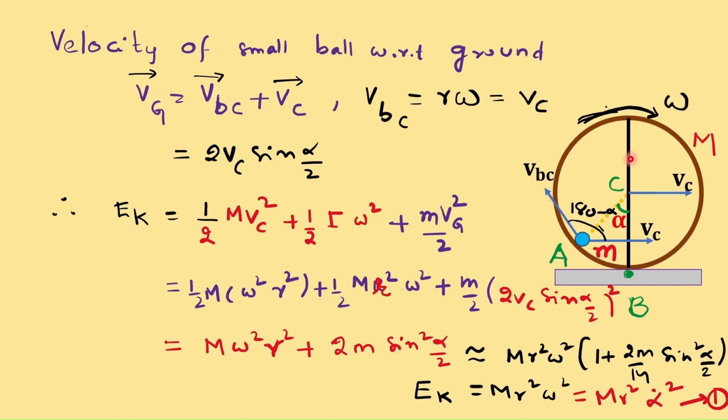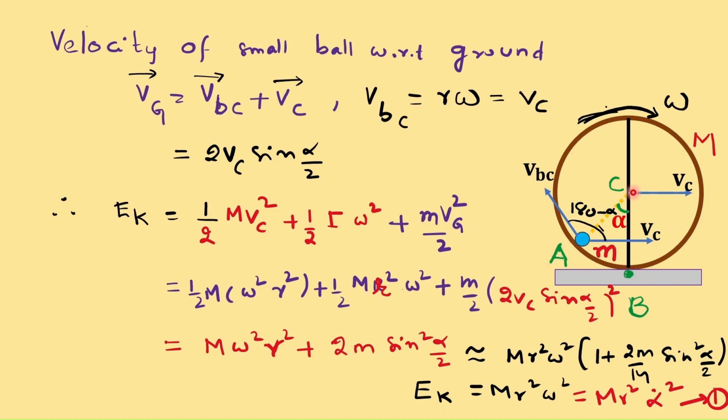To find out the time period of this system, first we have to calculate the kinetic energy of this ball, the kinetic energy of the hoop, and the potential energy of this ball as well as the potential energy of this hoop. To find out the kinetic energy of this ball, first we have to find out the velocity of the ball with respect to the ground.